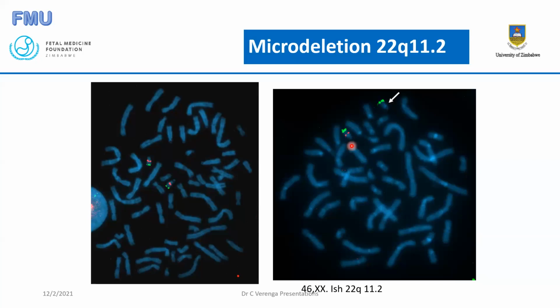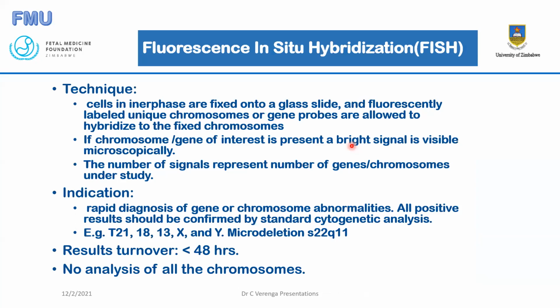FISH has limitations. It's not good enough for a baby who has a defect to order FISH. Why? Because FISH is only going to tell you about trisomy 21, 18, and 13. It's not going to tell you about the other structural abnormalities like deletions in other parts of the chromosomes. It's not going to tell you about duplications. It's not going to tell you about inversions. It's not going to tell you about trisomy 6. It's not going to tell you about these other rare trisomies.